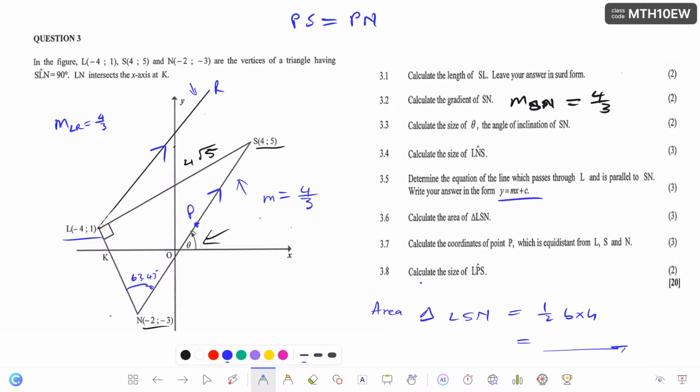The next question, they said calculate the size of angle LPS. So here you're going to draw a line. They are looking for this angle here. There is something you need to know. Since we already calculated this length and found it to be 10, for equidistance, the distance between P and S is the same as the distance between P and N. So meaning here is going to be 5, even here is going to be 5.